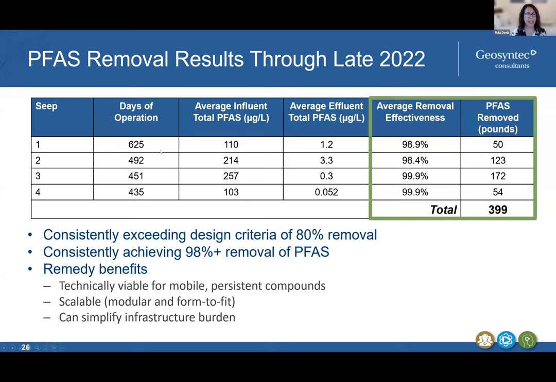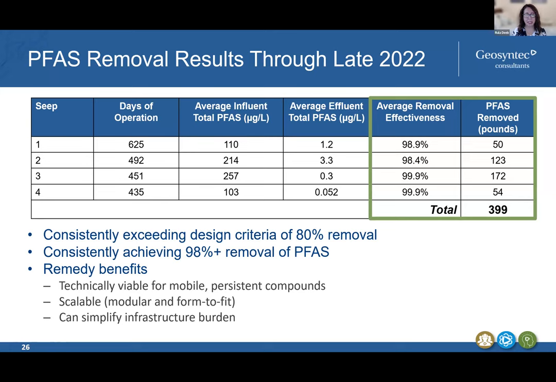And what you're looking at here are days of operation, the influent concentrations of PFAS in the 4 seeps, the effluent average in micrograms per liter, well below the target MCLs, and the average removal efficiency exceeding 98% for all seeps. And we've removed over 400 pounds of PFAS from the site at this point.